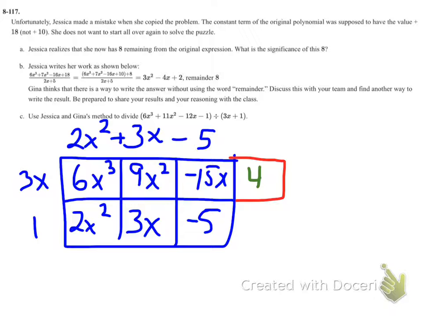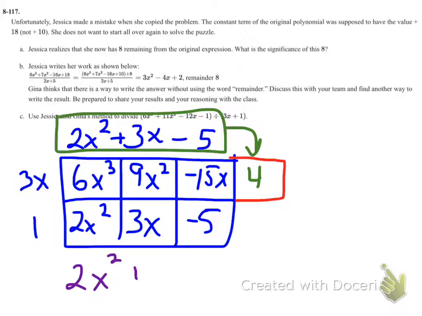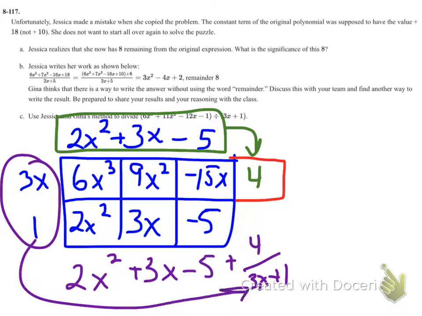So when I do the polynomial division here, my answer is what's up top with this remainder. So the answer is 2x squared plus 3x minus 5 plus 4 over 3x plus 1. Again, the 4 is the remainder. The 3x plus 1 came from what I was dividing by.